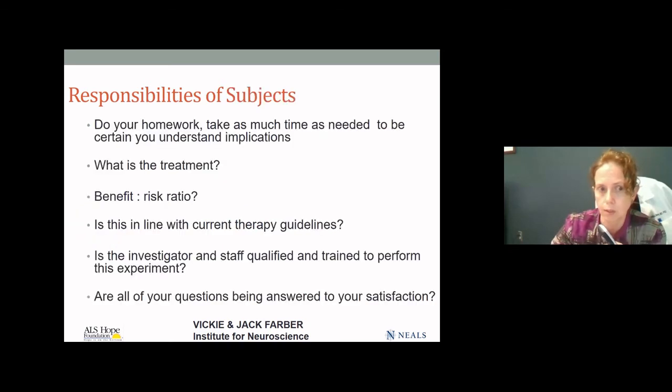So in terms of your responsibilities, it will be important to take as much time as you need to understand all the implications of the research. What exactly is the treatment? What is the benefit risk ratio? Is this concurrent with current medical thinking, with current guidelines? Is the investigator and their staff trained to perform this sort of investigation? Are your questions handled in a way that's satisfactory to you? Are things explained in a way that you can understand?